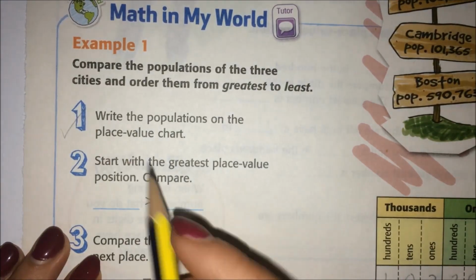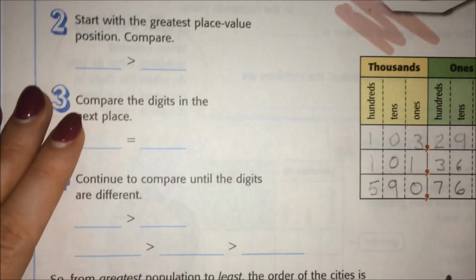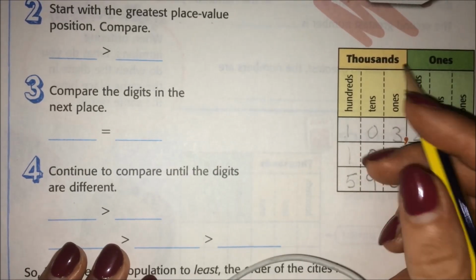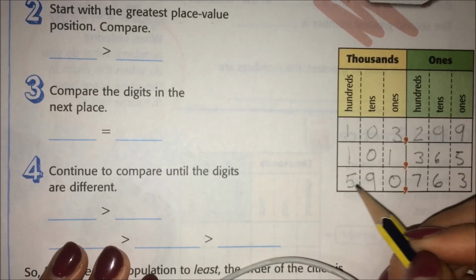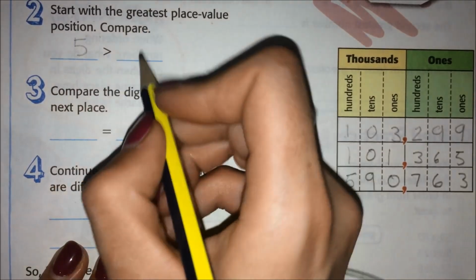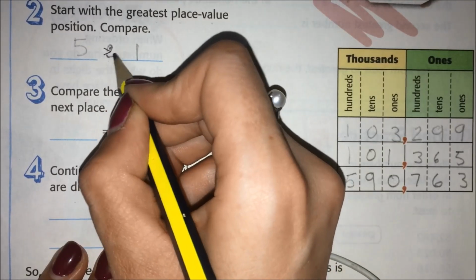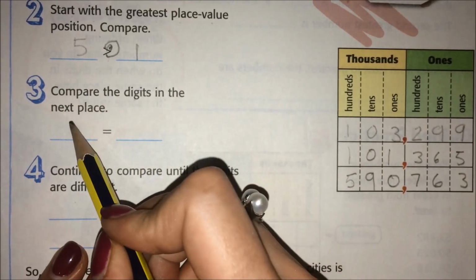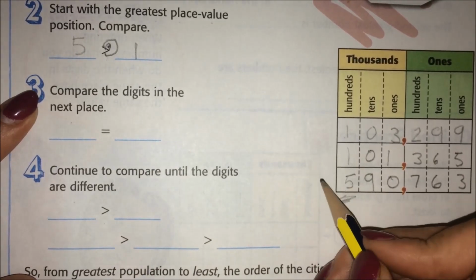Step 1. Now step 2 says start with the greatest place value position and compare. Okay, so the greatest position is the hundred thousands. So 1, 1, and 5. 5 is bigger than 1, greater than. Remember? He's always going to face the side that's yummiest. Compare the digits in the next place. Okay, so we already know this is going to be the biggest number. That's going to be our number 1.